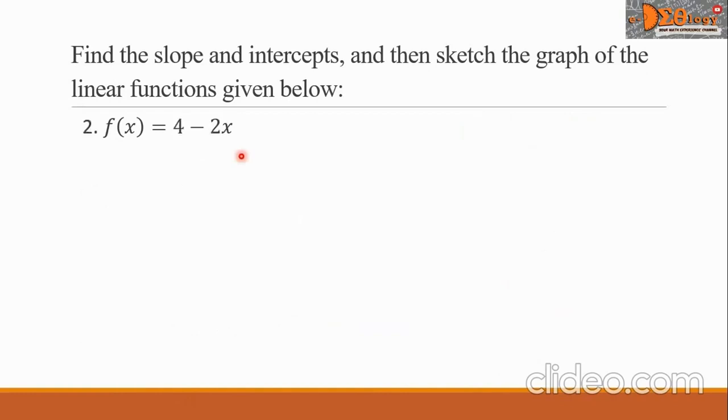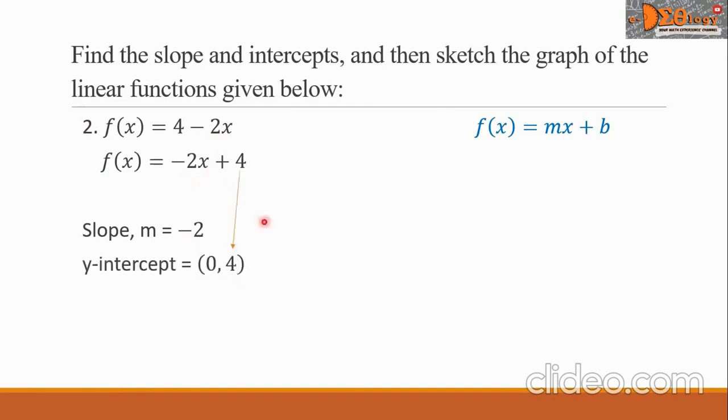Let us have example 2. Let us find the slope and intercepts and sketch the graph of f of x equals 4 minus 2x. The general form of linear functions is written here. For our convenience, we may rewrite this problem in such a way that the negative 2x comes first. From here, we collect first the slope, and that is the coefficient of x, which is negative 2. Next is the y-intercept with coordinates (0, 4). You can see I copied directly the constant in the function, and it is written here.